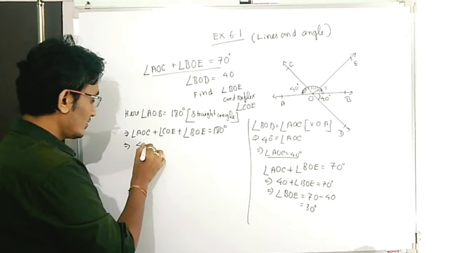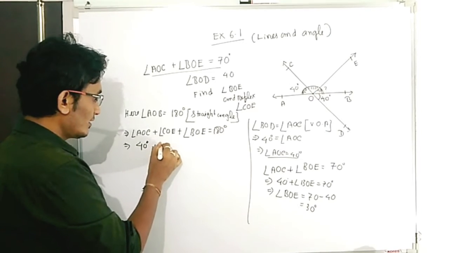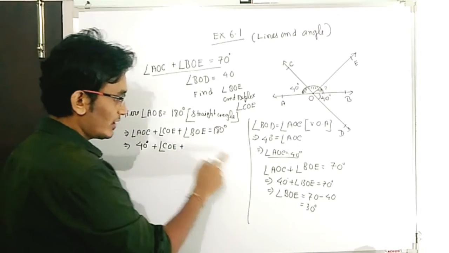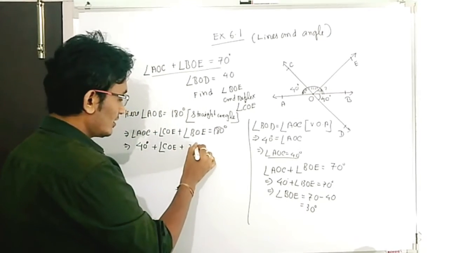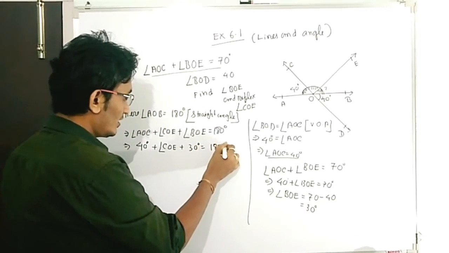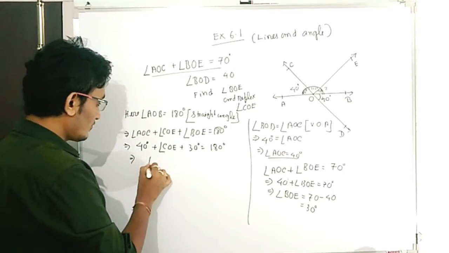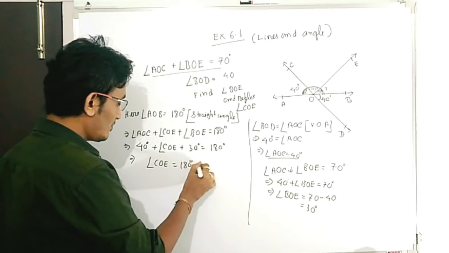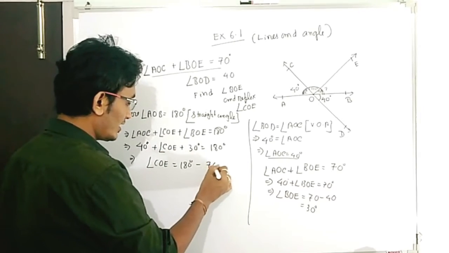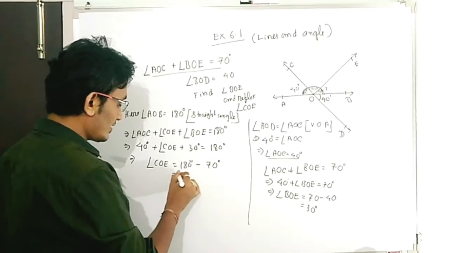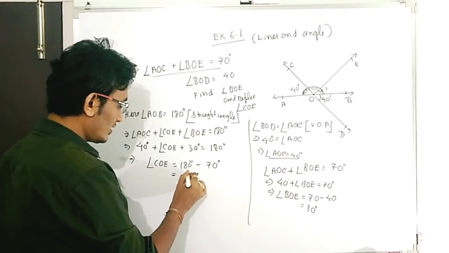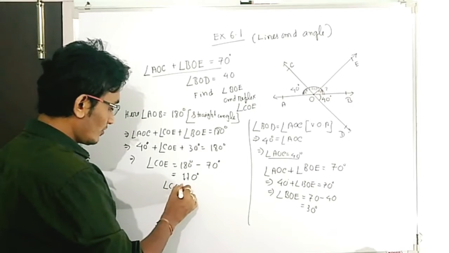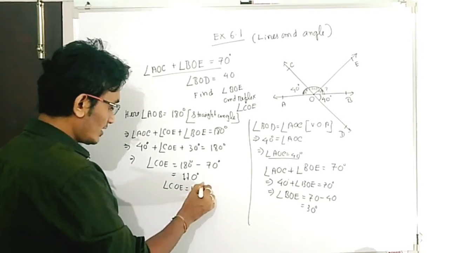Now in this statement, AOC is 40 degrees, so put the value of AOC. COE we don't know. BOE is 30 degrees, equals 180 degrees. So COE equals 180 minus 40 plus 30, that is 70 degrees. 180 minus 70 is 110 degrees. So angle COE equals 110 degrees.